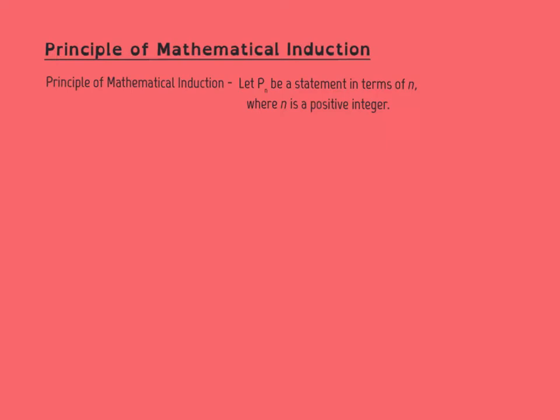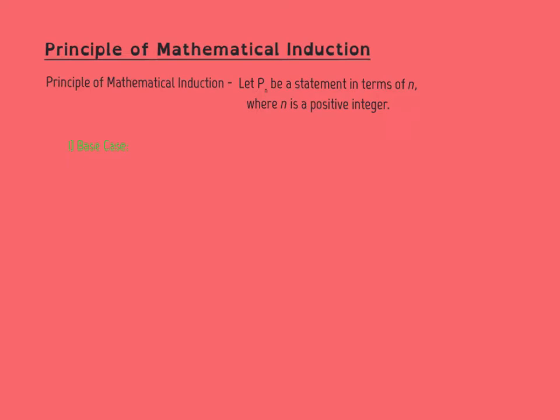The principle of mathematical induction says we're going to assume that P(n) is a statement in terms of n, where n is a positive integer. We're going to have 3 steps that we need to follow every time we want to do a proof by mathematical induction.